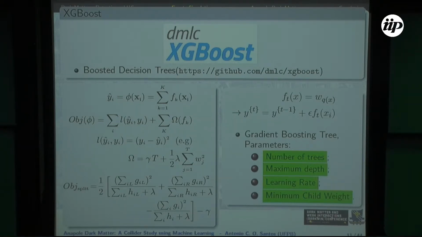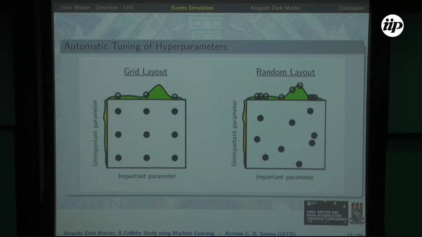So boosted decision trees have some parameters that you need to tune in order to optimize your results. But the usual way to tune these parameters is by a step-fixed search. But there are some papers that show empirically that random search gives you a better look at the power of your parameters.